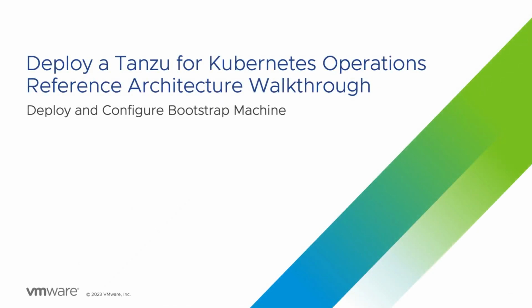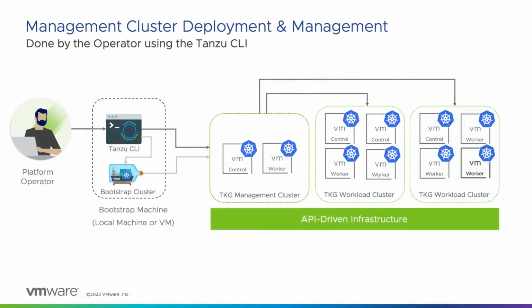In this video, I'm going to demonstrate the installation and configuration of a Bootstrap machine. The deployment of the Tanzu Kubernetes Grid management and workload clusters is essentially facilitated by setting up this Bootstrap machine, where we are going to install the Tanzu CLI and the kubectl utilities. These utilities are used to create and manage the Tanzu Kubernetes Grid instance. This Bootstrap machine also keeps the Tanzu Kubernetes Grid and Kubernetes configuration files for your deployments.